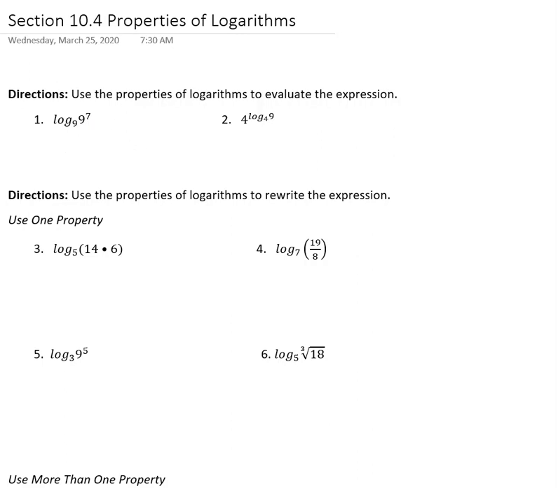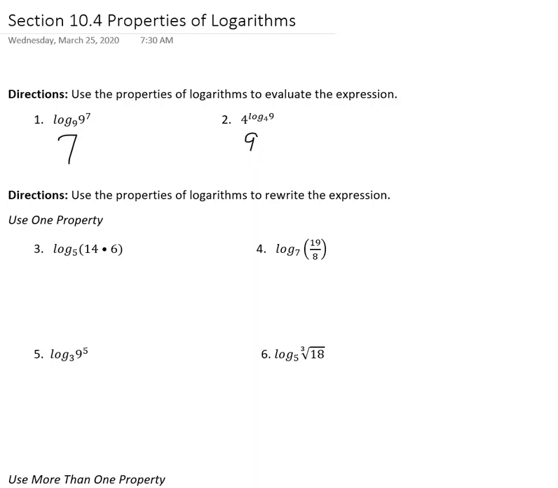Another way to think of this is I have a base of 9 here and a base of 9 there. I've got a log with a base 9 and an exponent of base 9. And those are inverses of each other, and inverses sort of cancel each other out. Same thing over here. I've got a power with a base of 4 and a log with a base of 4. And these are going to cancel each other out, and I get 9 for the answer.